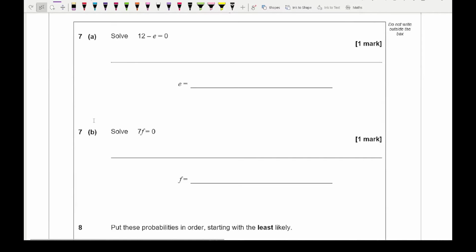Moving on to question 7a, it says solve 12 minus e equals 0. If I take the e over to the other side, 12 take away what gives you 0? Well, it gives you 12, so e is going to equal 12. Then it says solve 7f equals 0. Well, 7 times what gives you 0? Anything times 0 is 0, so therefore f must equal 0.